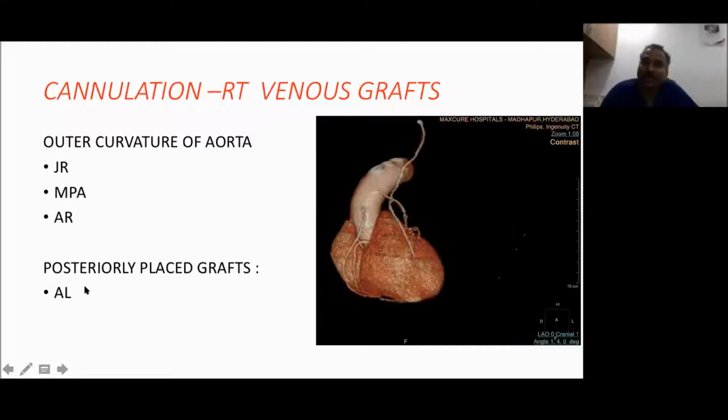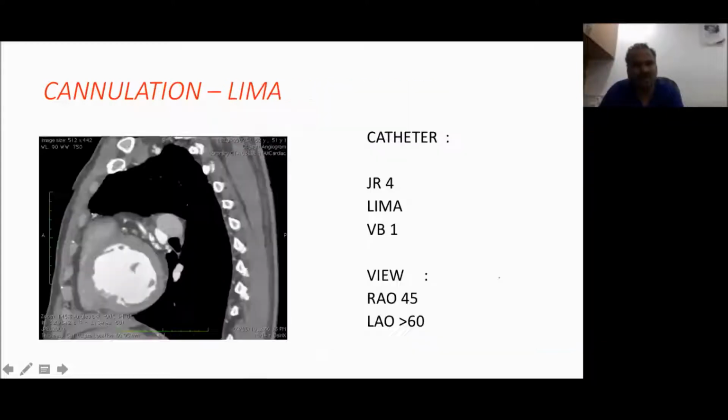But most often, AL may work. AL is a right catheter. All these JR, MPA, AR won't work in posteriorly located right venous grafts. And coming to the cannulation of LIMA.